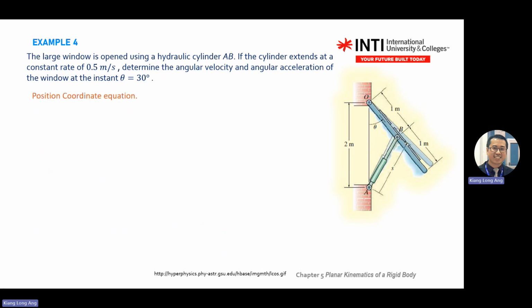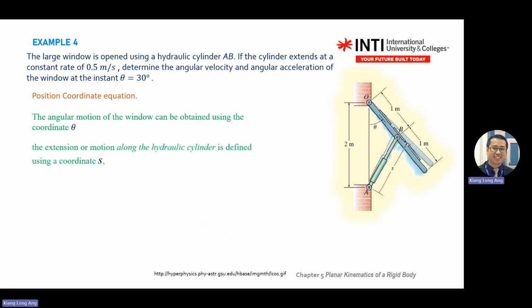So how do you solve? You fix the location that you are focused on. These are the angles as you see on the diagram. The window motion changes with the angle theta. The hydraulic cylinder moves with the S. So these are the things that link these two things. In this case, we can no longer use the right angle triangular relationship. We need to use the law of cosines because we don't have a right angle triangle.